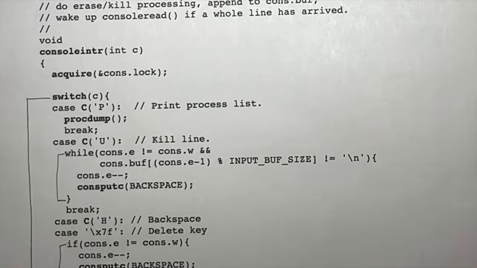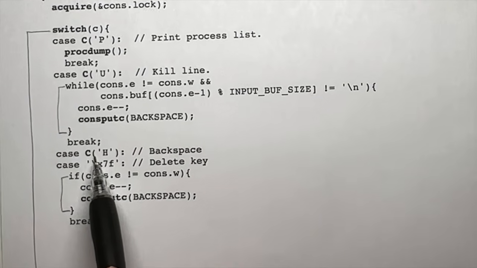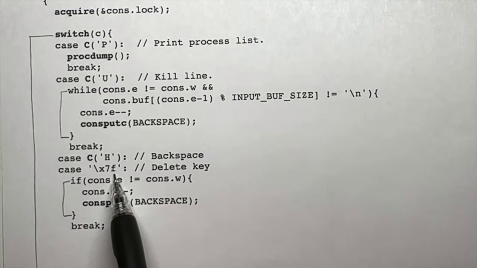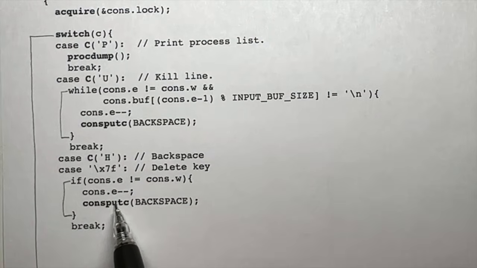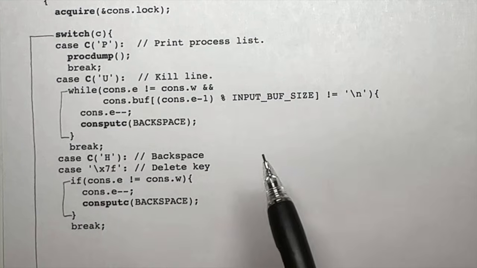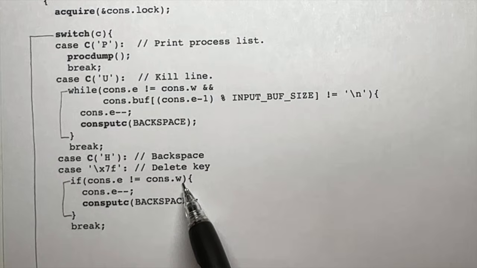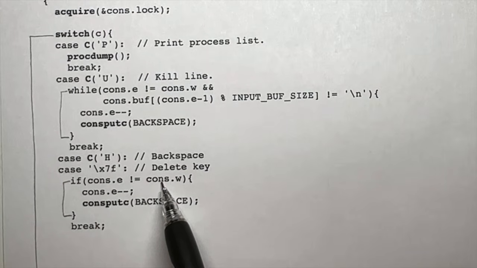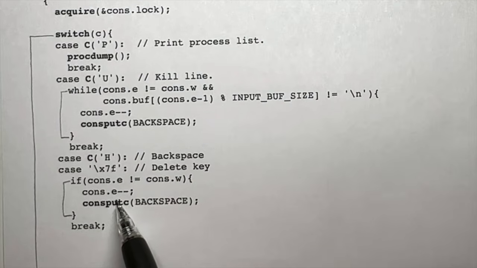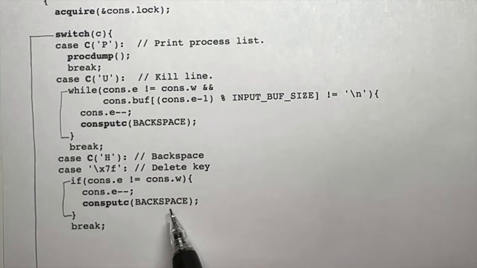Next, let's look at this case. Some terminals differentiate between a backspace key, which sends Control H, and the delete key, which sends the ASCII code hex 7F. In either case, we do backspace processing. We check whether the E index and the W index are the same. E points to the next free spot, and W points to the next element after the last new line. If they're equal, that means no bytes have been added since the last new line, so we simply ignore the attempt to backspace. Otherwise, we back the E index up and send that 3-byte sequence, backspace, space, backspace, to the UART.